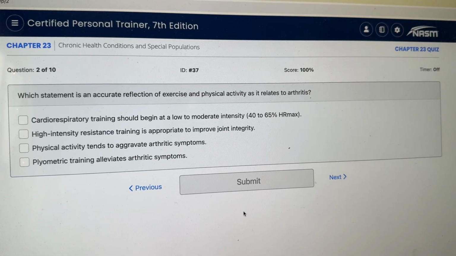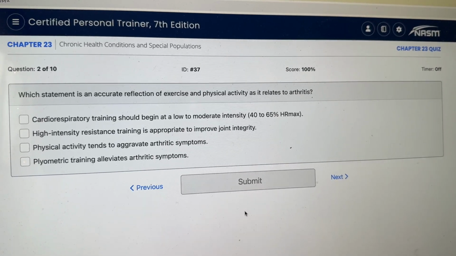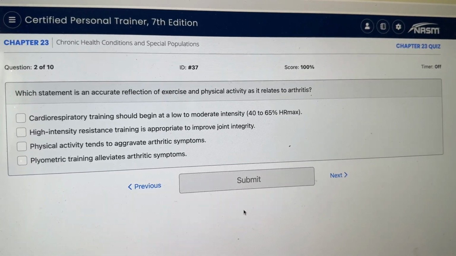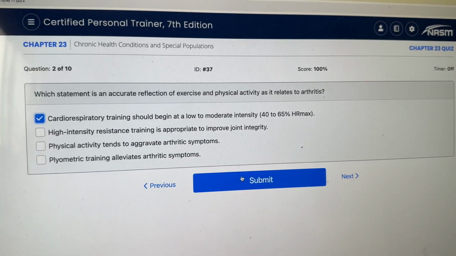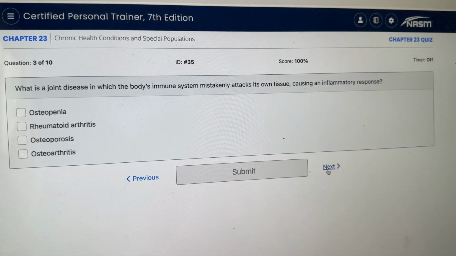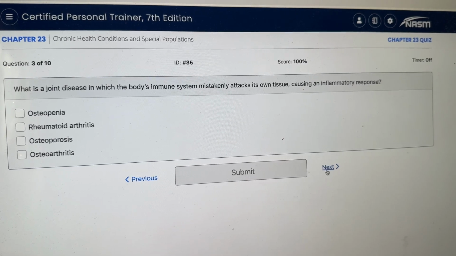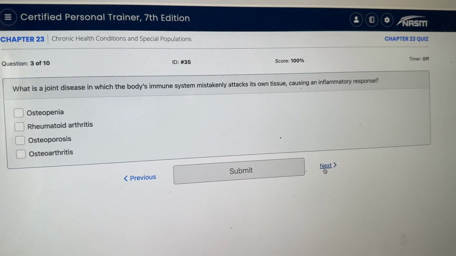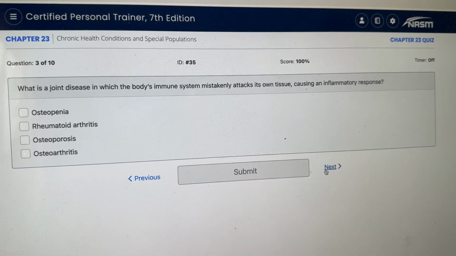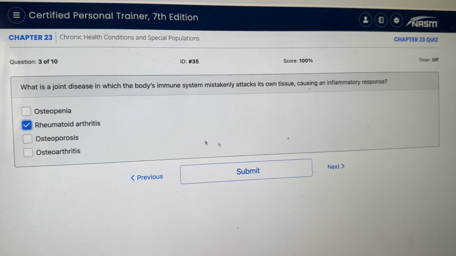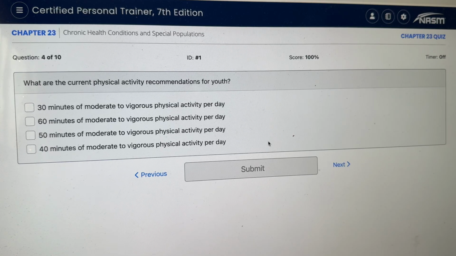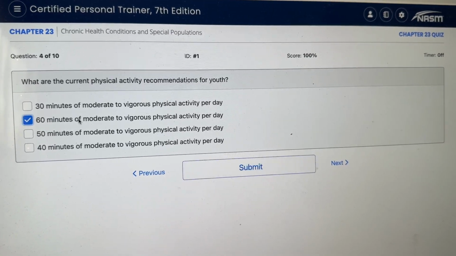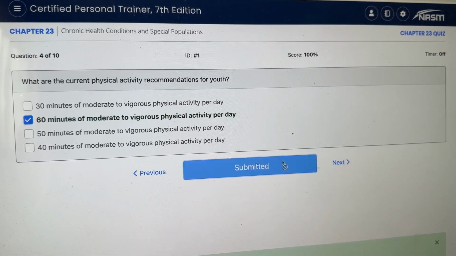Which statement is an accurate reflection of exercise and physical activity as it relates to arthritis? I'm going to say cardiorespiratory training should begin at a low to moderate intensity. What is a joint disease in which the body's immune system mistakenly attacks its own tissue, causing an inflammatory response? Rheumatoid arthritis. What are the current physical activity recommendations for youth? 60 minutes of moderate to vigorous physical activity per day.